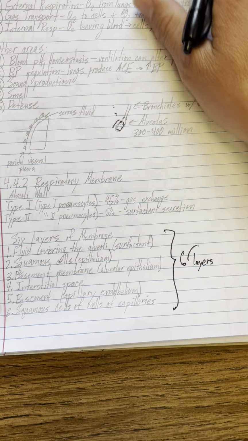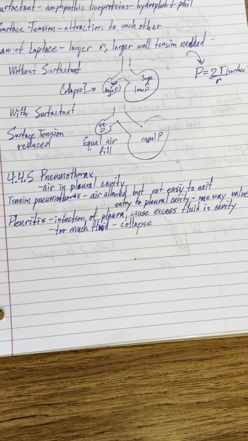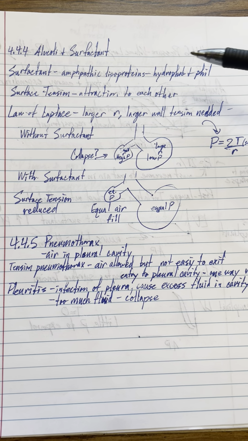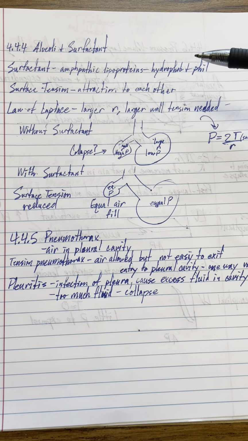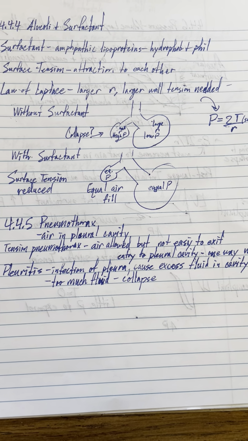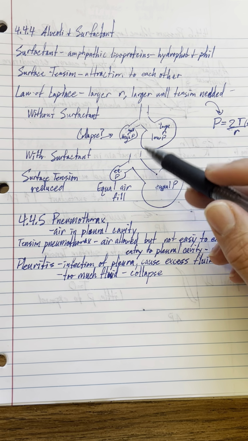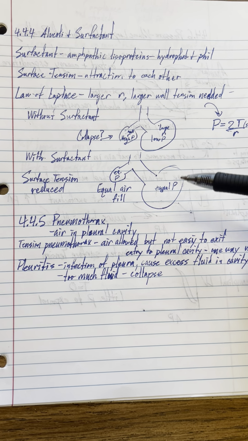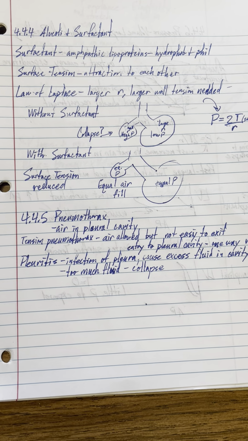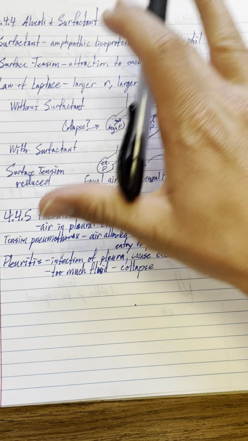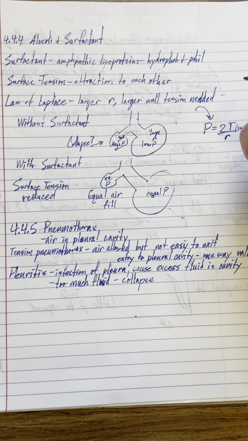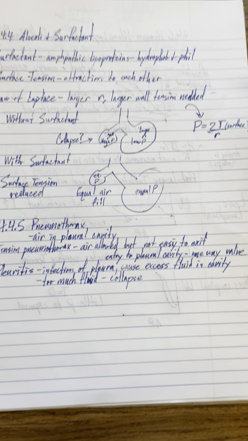What is surfactant, you might ask? Well, let's turn to here. Surfactant is just a hydrophobic and hydrophilic lipoprotein. Within your alveoli, you'll have water, and water has surface tension. If you've ever seen a water skipper, they float on top of the water. They're just acting on that surface tension, or cohesion, of water molecules.